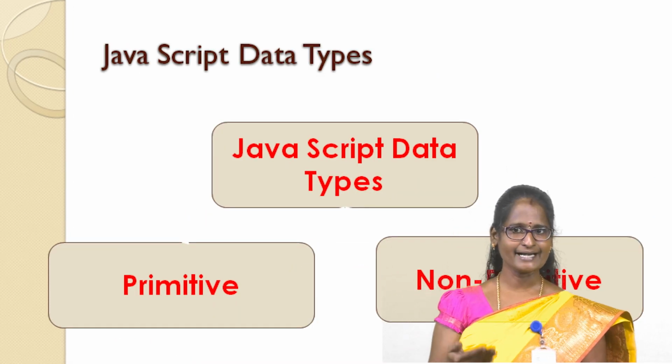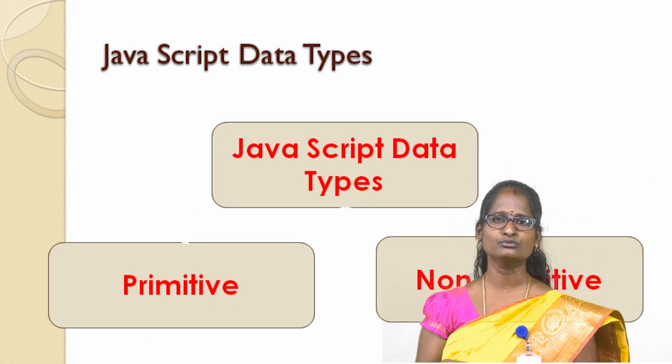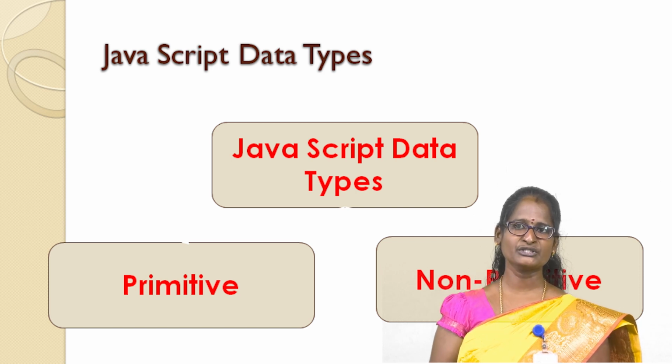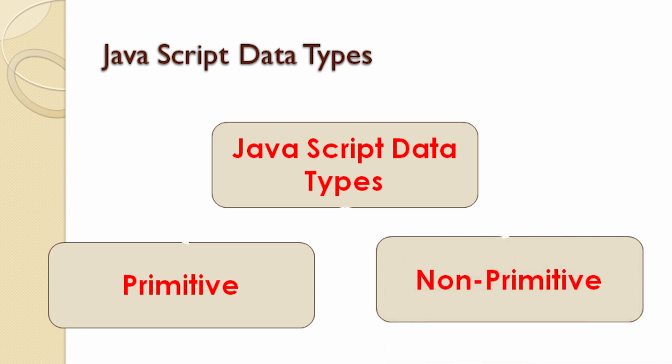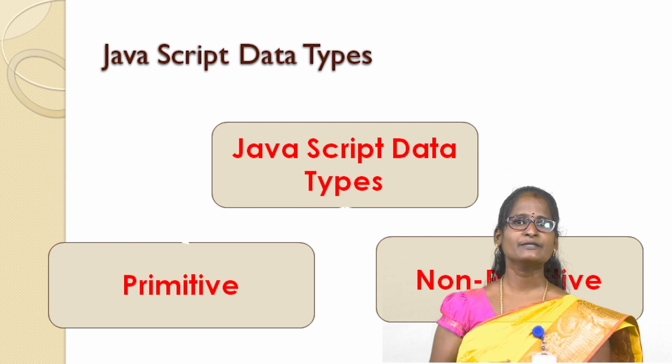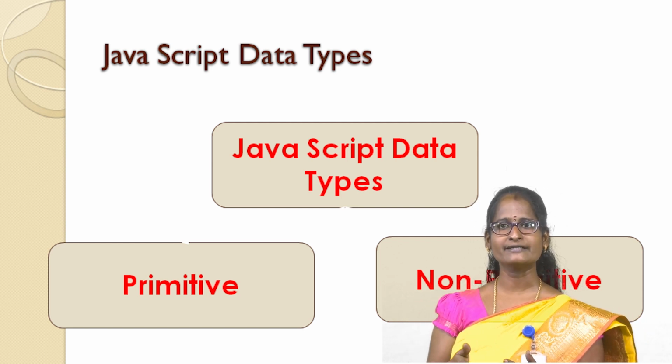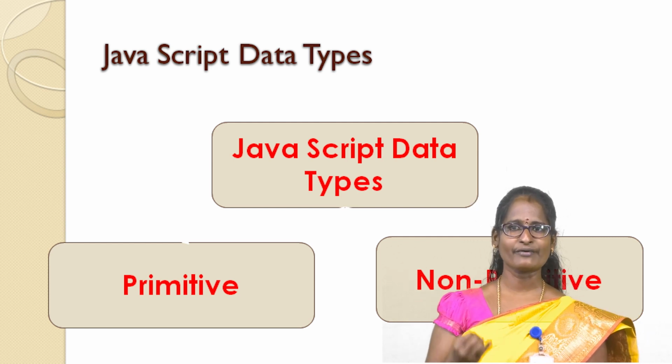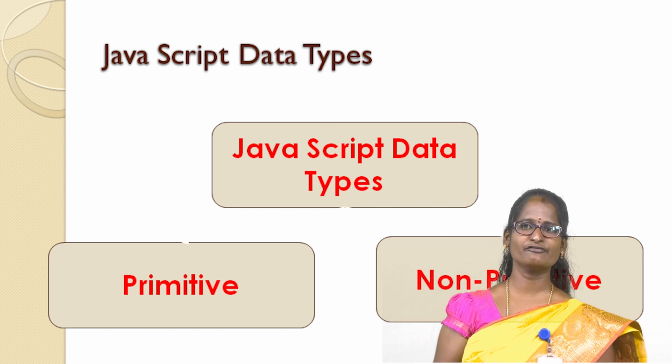JavaScript data types are divided into two types. The first is primitive, and the second is non-primitive. The primitive data types are string, number, boolean, undefined, and null.